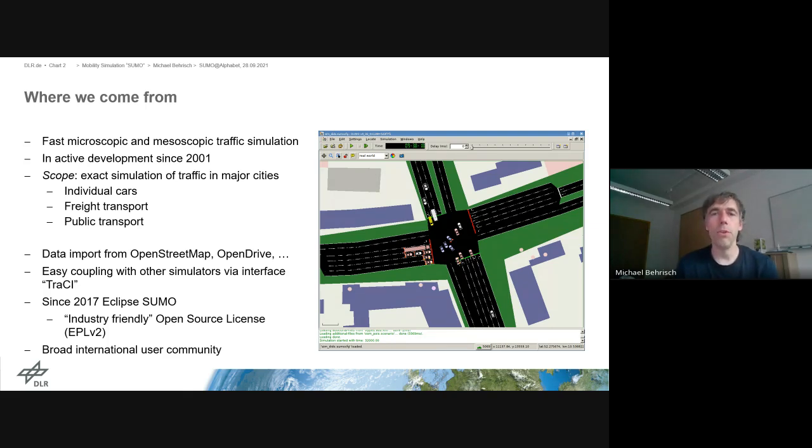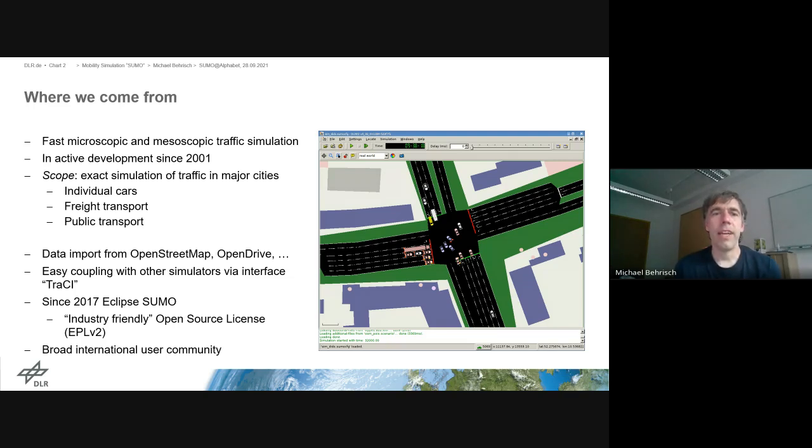And it grew from only doing streets to adding freight, adding public transport, and then people came and said, we do not want to paint all our streets by hand, so we added importers for OpenStreetMap, for OpenDrive.